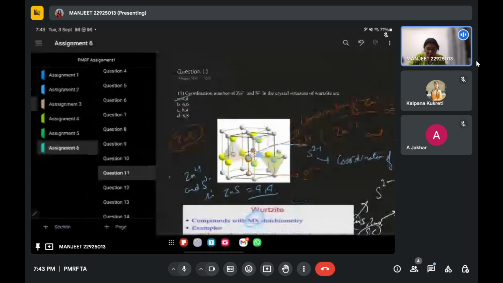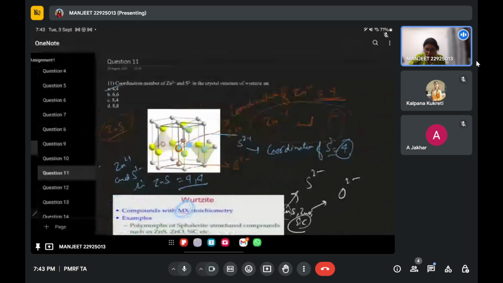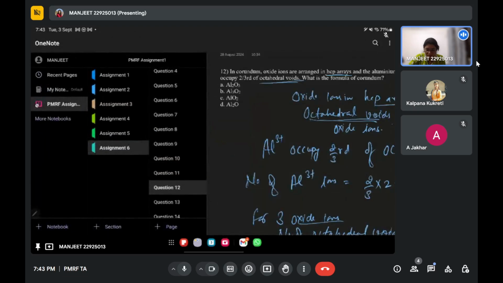Question number 11. What is wurtzite? What is the coordination of both the zinc and sulfide in the wurtzite? And what is the formula of the corundum? Because we already know the oxide ions are arranged in an HCP array. We know how many octahedral voids are in the HCP array, and in the question it is given that aluminum occupies only 2 by 3rd of the octahedral voids. Once we know the number of oxide ions, we can calculate the chemical formula of the corundum.